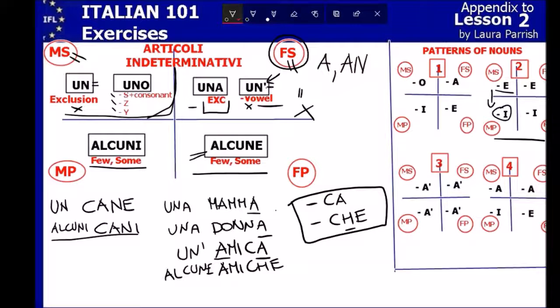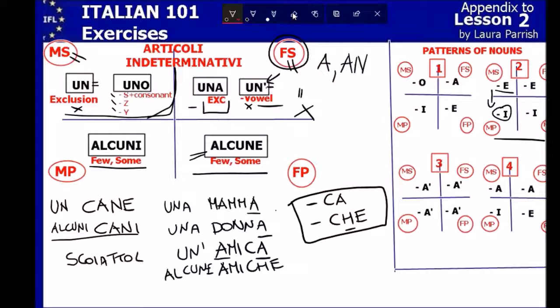amiche. Let's do, for example, one more. For example, what? Bambina. No, let's do, you know what? Let's do, that I like this word, scoiattolo.